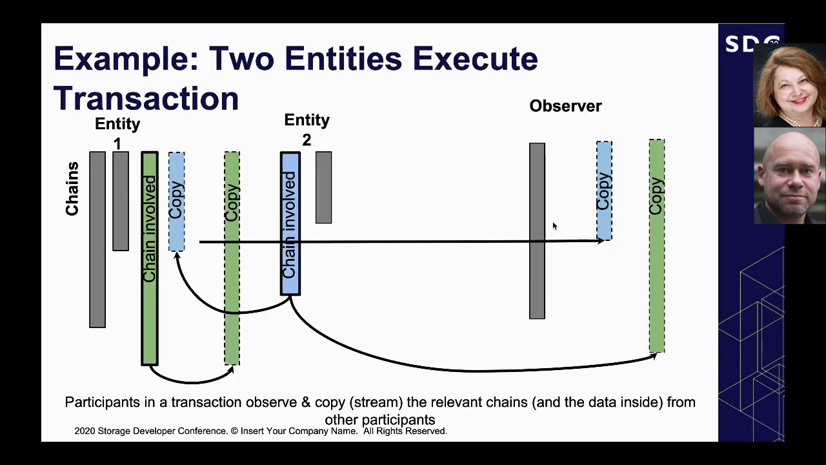Let's look at the example. We have two entities here with personal chains. Entity 1 is sharing the green personal chain with entity 2, and entity 2 is sharing the blue personal chain with entity 1. Each new update in a shared chain is immediately propagated to all its copies. We also have an observer who sees both blue and green chains. For example, it could be a regulator. That way, we can handle very complex transactions with multiple participants and with minimum resources.